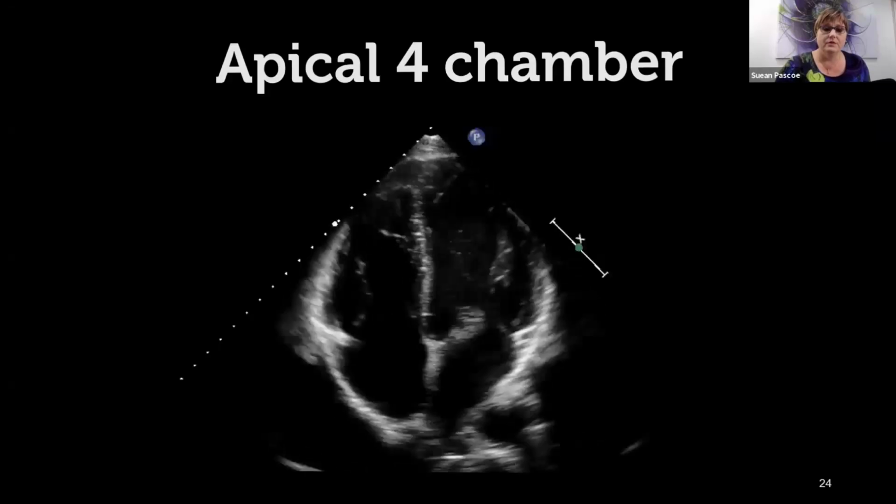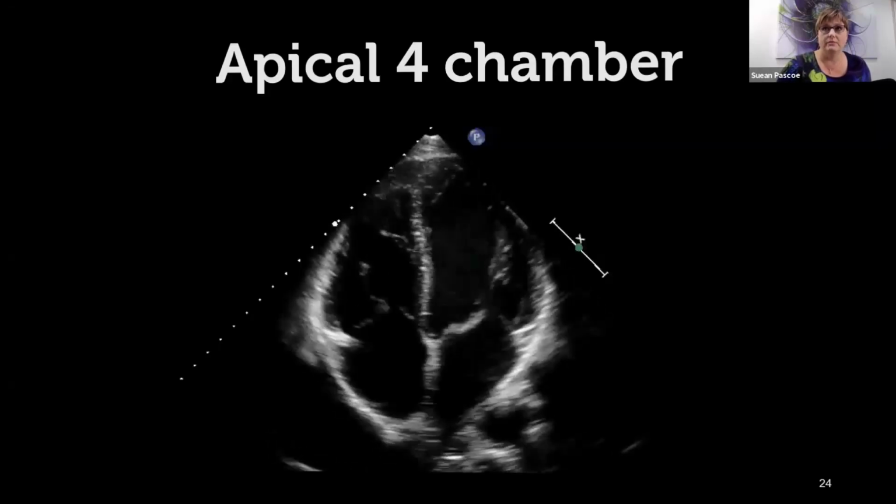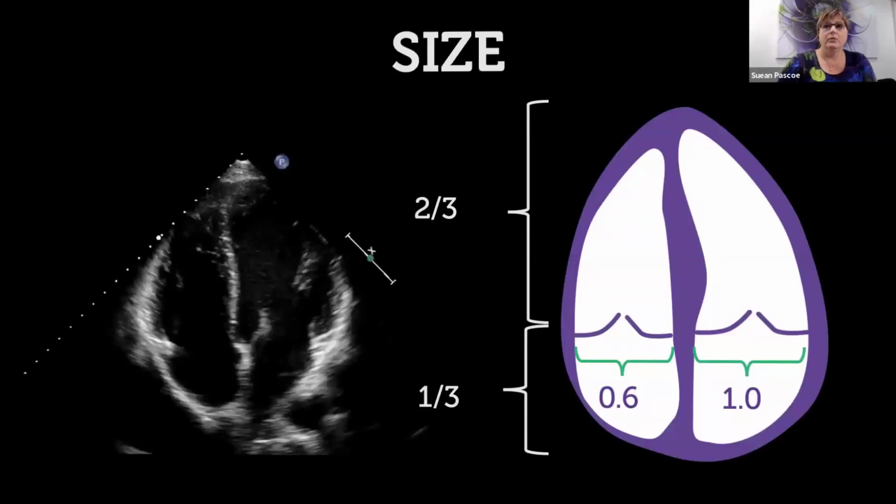So first of all, we assess the size of the chambers here to determine whether it's normal. So again, we've got that rule of thirds and things seem to be divided into 3. The ventricles should be about 2/3 of the length of the heart. The atria are about 1/3. If we compare the right and left side of the heart, the right side should be about 0.6 and the left side about 1. An easy way to remember this is to say the right ventricle is about 2/3 the size of the left ventricle. So if your right ventricle looks the same size as the left ventricle, then it probably is enlarged.